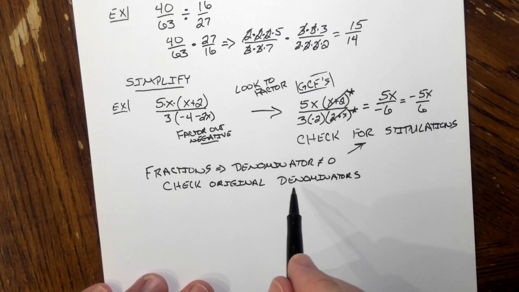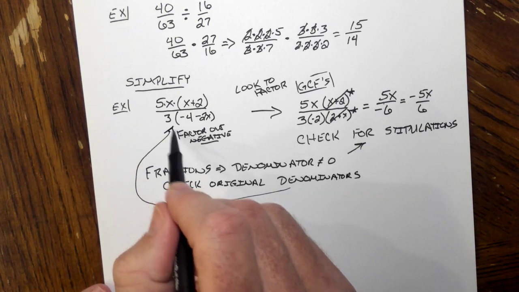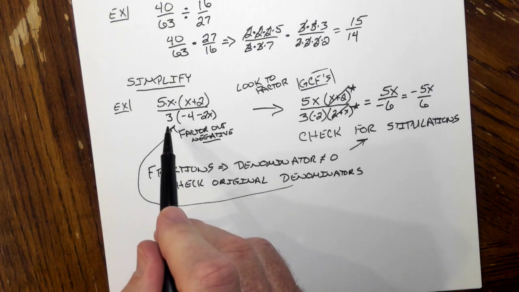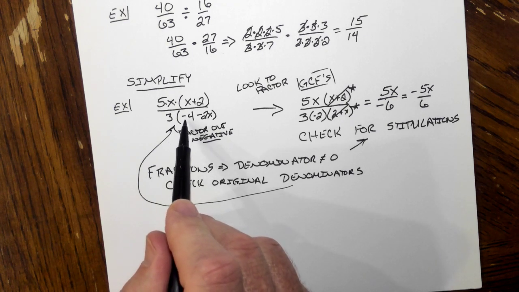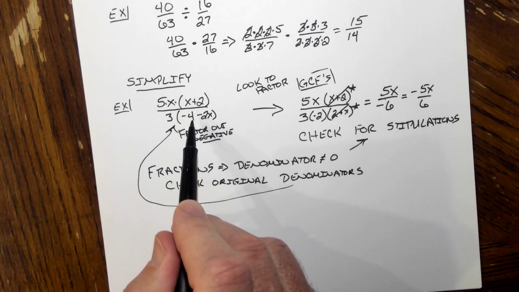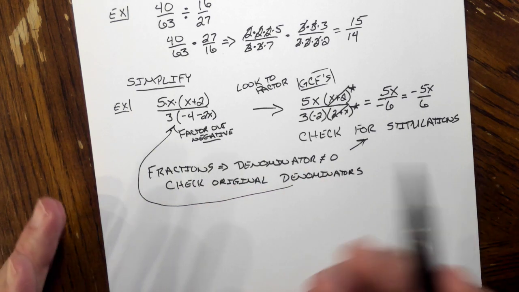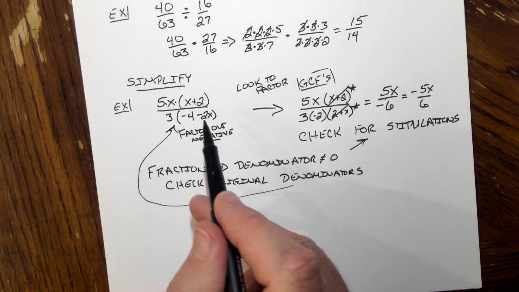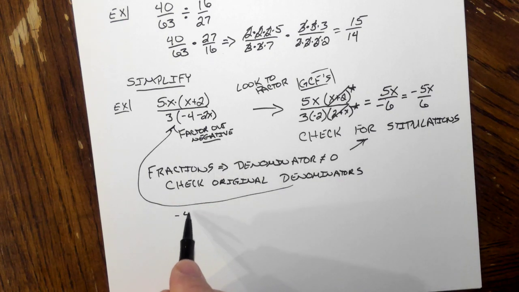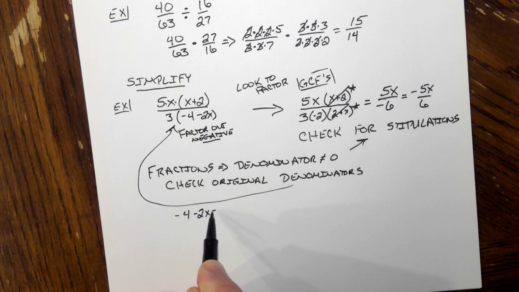So there's our original denominator. There's no way that 3 is going to be a 0. But this in here has a potential for 0. If somebody plugs something in here, it gives us a 0. So how do we do this? Some of you can see it in your head already. Others, negative 4 minus 2x equals 0.